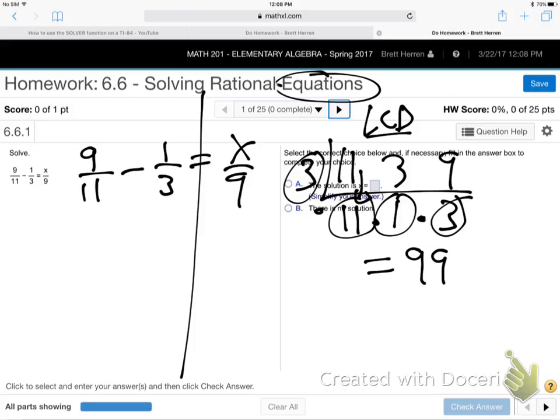Good? So I just multiplied those together. I get 99. And here I'm going to write a note, because we have an equal sign.